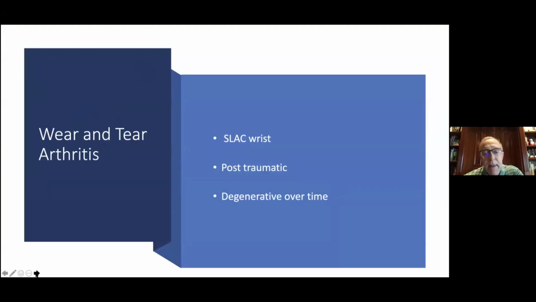There we go. And as you know, osteoarthritis is wear and tear arthritis, and there are several examples of this. These include slack wrist, which is due to ligament injuries; post-traumatic arthritis, which is, for example, following a distal radius fracture; or a degenerative arthritis, which occurs over time. This is so-called arthritis due to the normal aging process.